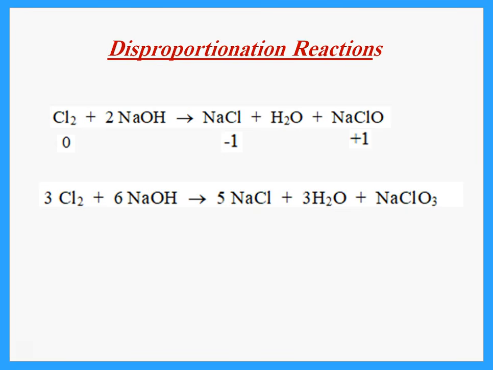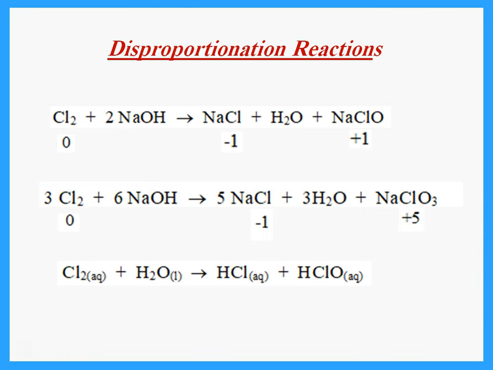Let's try this one. This is another equation between chlorine and sodium hydroxide, but in this case it's giving sodium chloride plus water plus NaClO3. Again, what's the oxidation number of Cl2? 0. Now, NaCl, Na is +1, so Cl is -1. Now, NaClO3, each oxygen is -2, that means I have -6. Now, the Na is +1, so the chlorine has to be +5 in order to have an overall oxidation number of 0. This other equation also is another example of a disproportionation reaction.